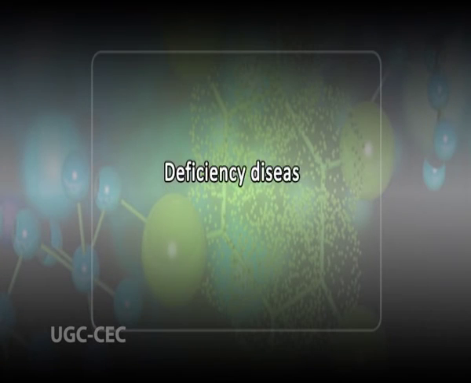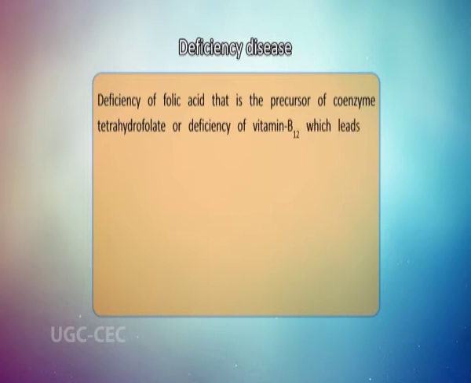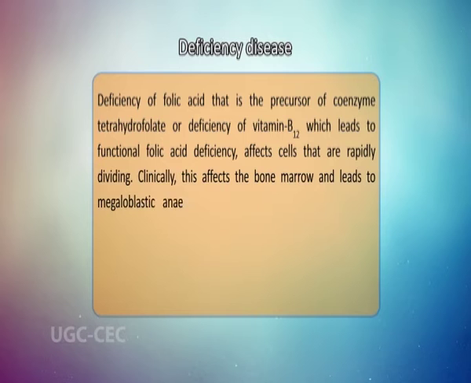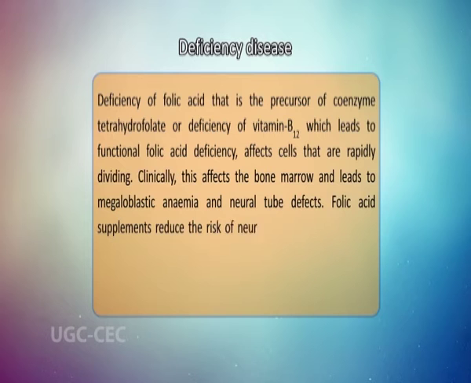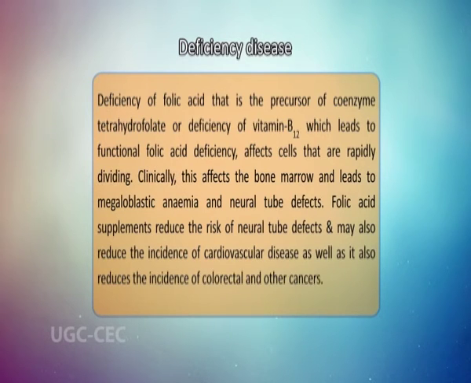Then, deficiency disease. Deficiency of folic acid, which is the precursor of the coenzyme tetrahydrofolate, or deficiency of vitamin B12, which leads to functional folic acid deficiency, affects cells that are rapidly dividing. Clinically, this affects the bone marrow and leads to megaloblastic anemia and neural tube defects. Folic acid supplement reduces the risk of neural tube defects and may also reduce the incidence of cardiovascular disease, as well as the incidence of colorectal and other cancers.